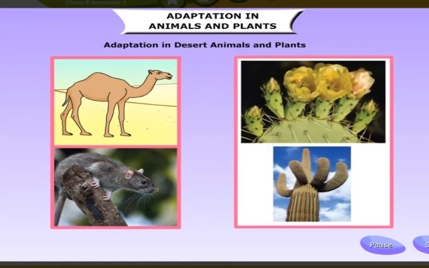Cactus and prickly pear are two typical desert plants. They have very long roots that go deep into the soil in search of water.